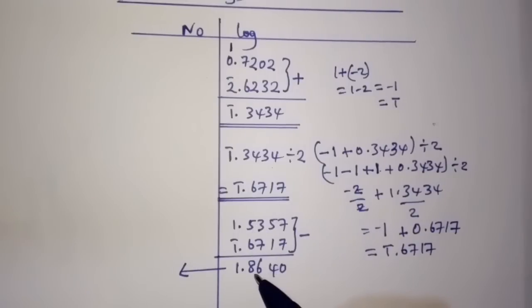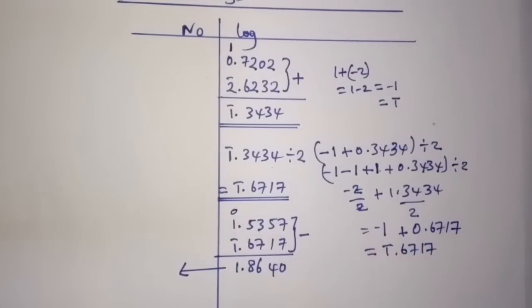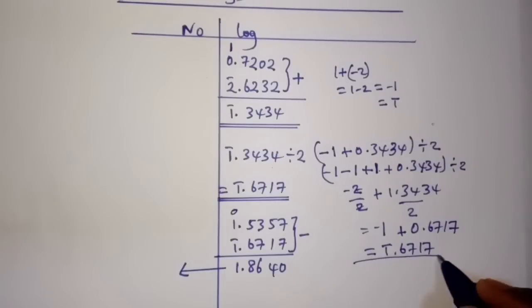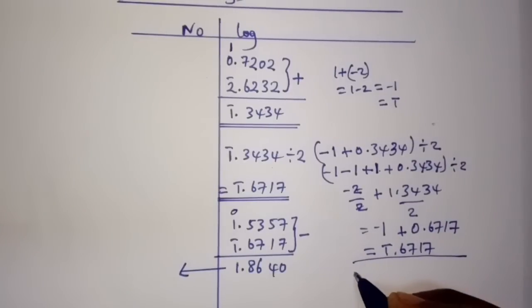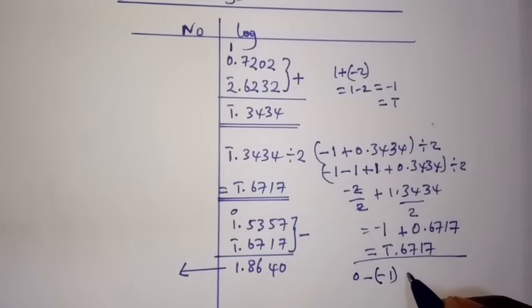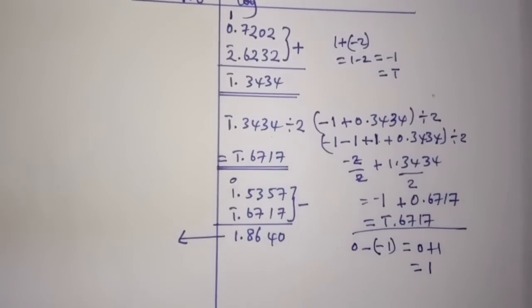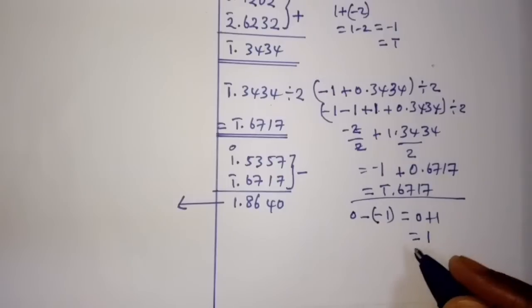14 minus 6 is 8. We borrow 1 here. It becomes 14 here. 14 minus 6 is 8. Then we remain here with 0. So now 0 minus 1. Here 0 minus 1 is equal to 0 plus 1, which is equal to 1.